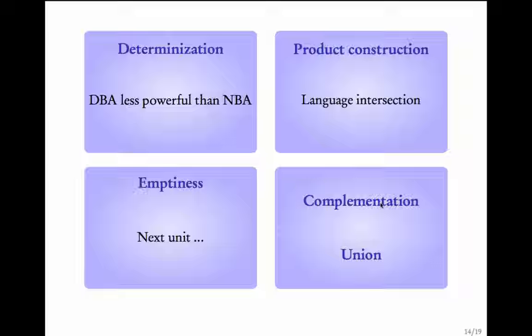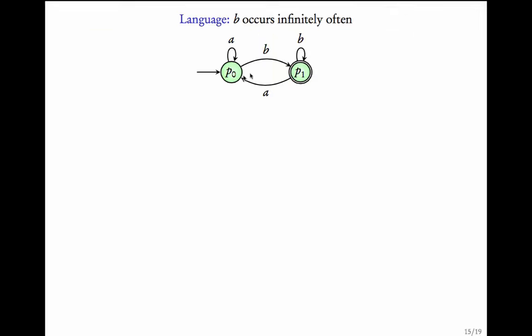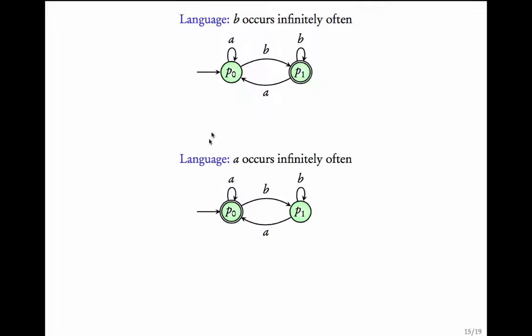In this module, we will end with the concepts of complementation and union for languages over infinite words. Look at this language. This is the automaton for B occurs infinitely often. This is deterministic as well. Recall that in the case of DFA, we interchanged the accepting and non-accepting states to get the complement language. Let's try to do that.